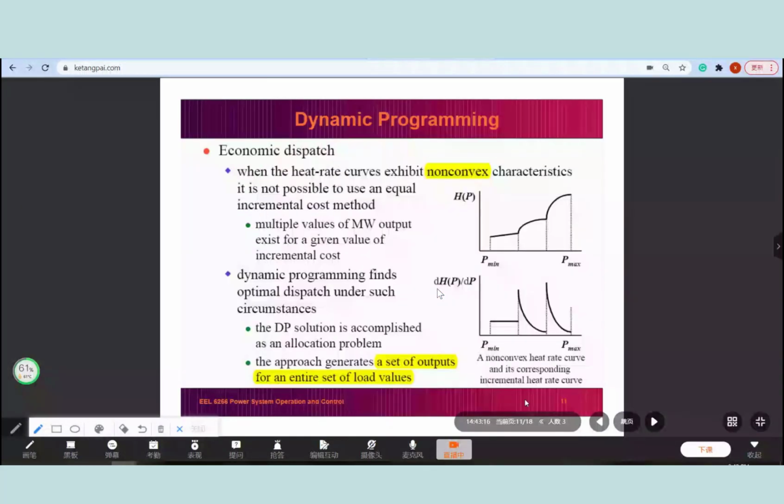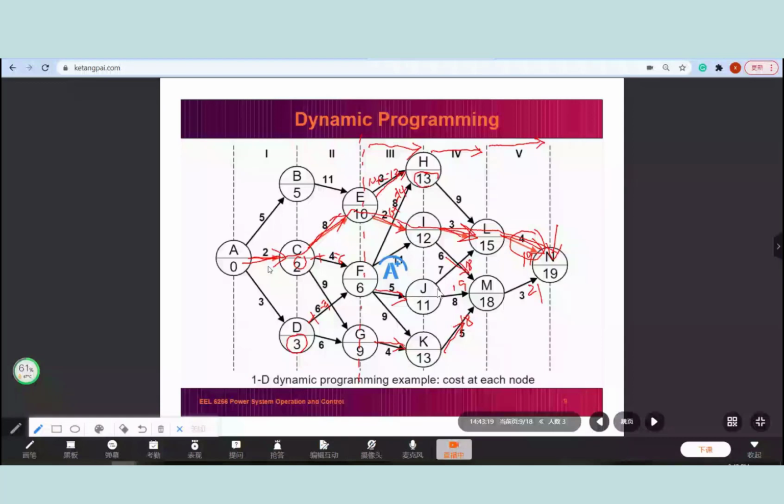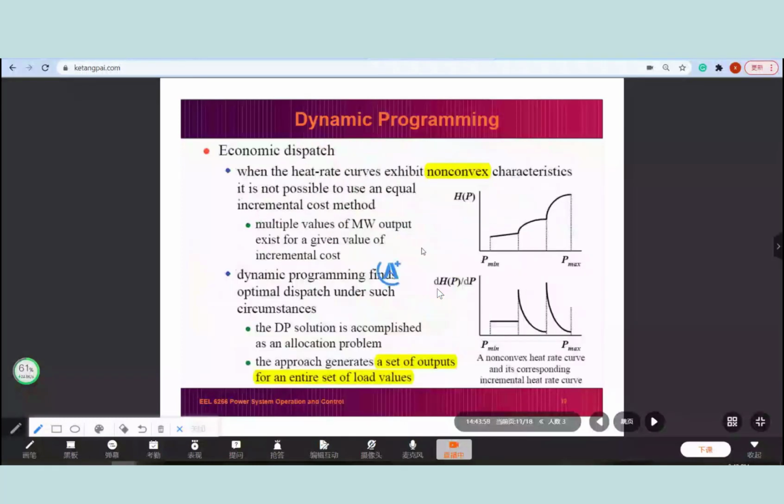So during this procedure, you found that we don't use derivatives. As I mentioned earlier, for the lambda iteration method, the Newton method or the gradient-based method, we always have to calculate the first order derivative. To solve this problem, you found that we don't calculate the first order derivative of the input-output curve. We just compare some possible paths and find the best path.